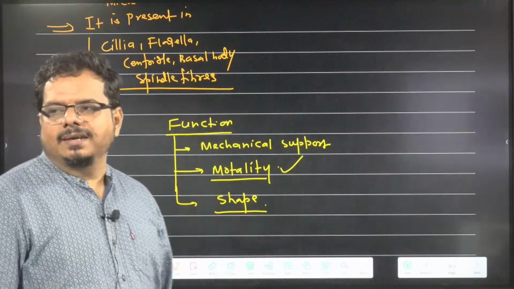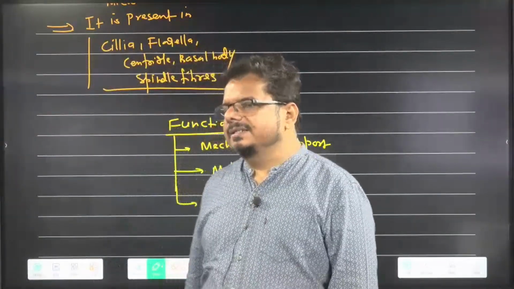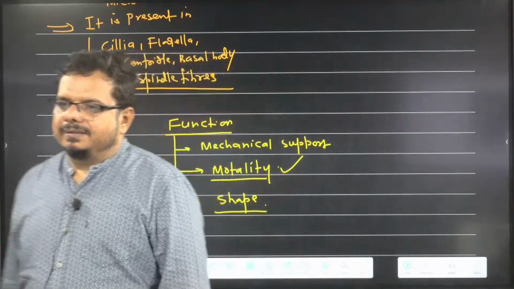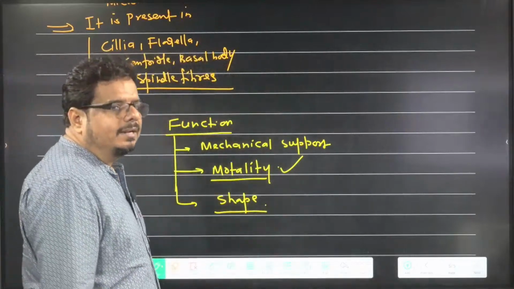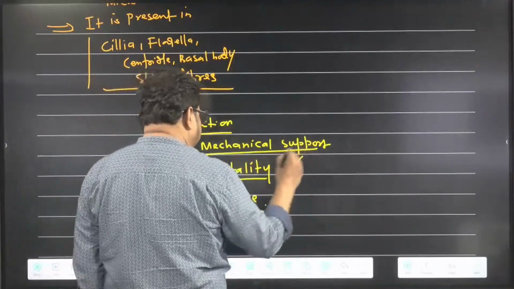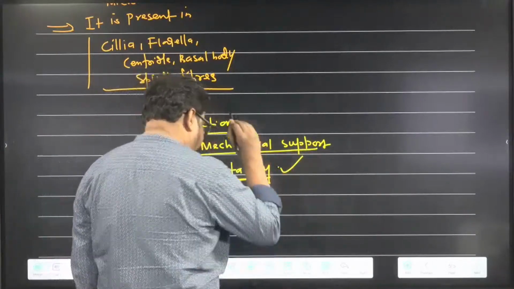One student is asking whether this is the whole chapter for the exam. Yes, it is the whole chapter for the exam. Getting the things? So cytoskeleton is over. Function is what? Mechanical support, motility, and shape.